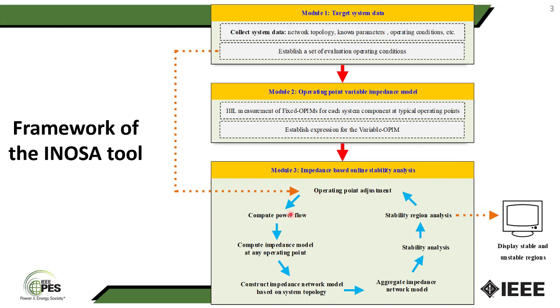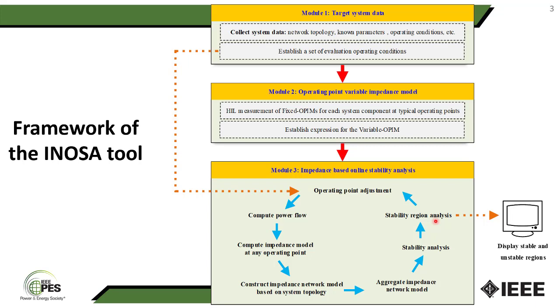For each operating condition, we first compute the power flow, then we compute the impedance model at each operating point, then we construct the impedance network model based on the system topology. We connect all the individual impedances of different devices based on the system topology. Then we can use the aggregated impedance network model for stability analysis, and then a stability region can be assessed. We would know that under this region the system would be unstable.